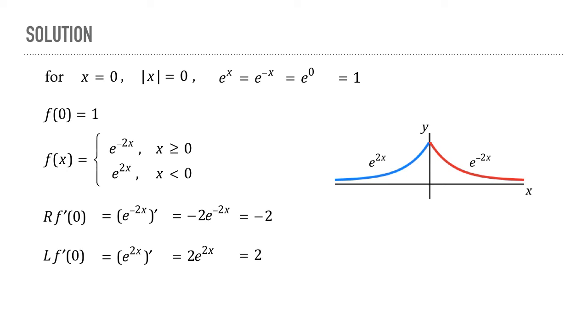Now we can see very clearly that the left hand derivative and the right hand derivative are not equal, which means the function is not differentiable at x equals 0. Now from the graph of the function, we can see very clearly that this is continuous everywhere, and therefore the correct answer is option C.